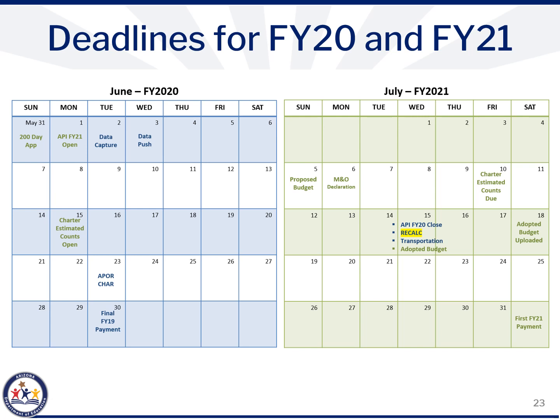In July, on July 15th, the API for fiscal year 20 closes. You can no longer submit fiscal year 20 transactions after July 15th. Please be aware of all of the due dates in these summer months that impact both fiscal years.